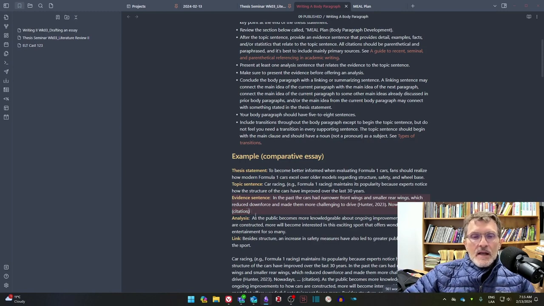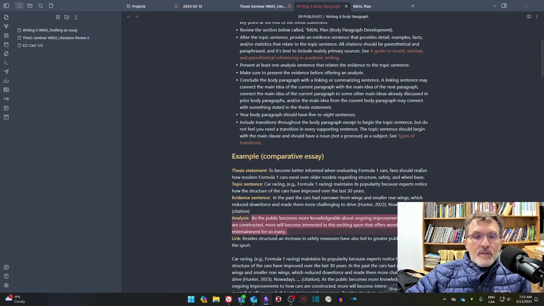So I would probably want a follow-up sentence. And I would include that immediately in this case in the third sentence. Once I've done that, I can introduce an analysis sentence. As the public becomes more knowledgeable about ongoing improvements to how cars are constructed, more will become interested in this exciting sport that offers wonderful entertainment for so many.